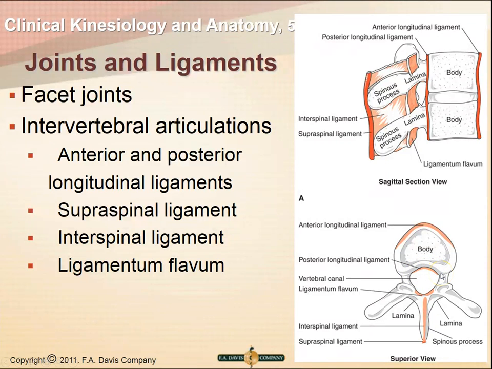We have our supraspinous ligament, which goes along the posterior aspect of our spinous processes, so it's going to connect several different levels together. We have our interspinal ligament, which connects one spinous process to the next, so it gives a little bit of stability to our posterior aspect of our vertebral body.